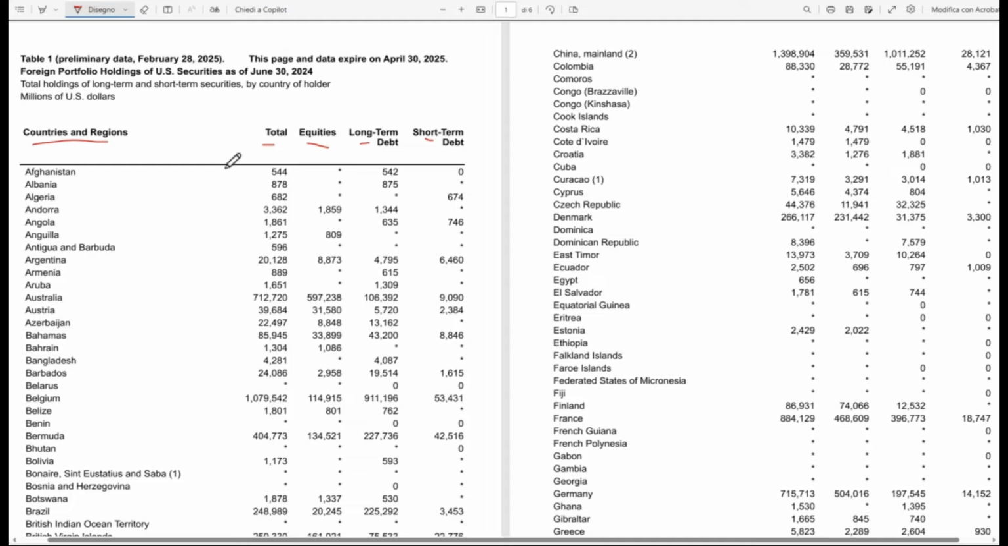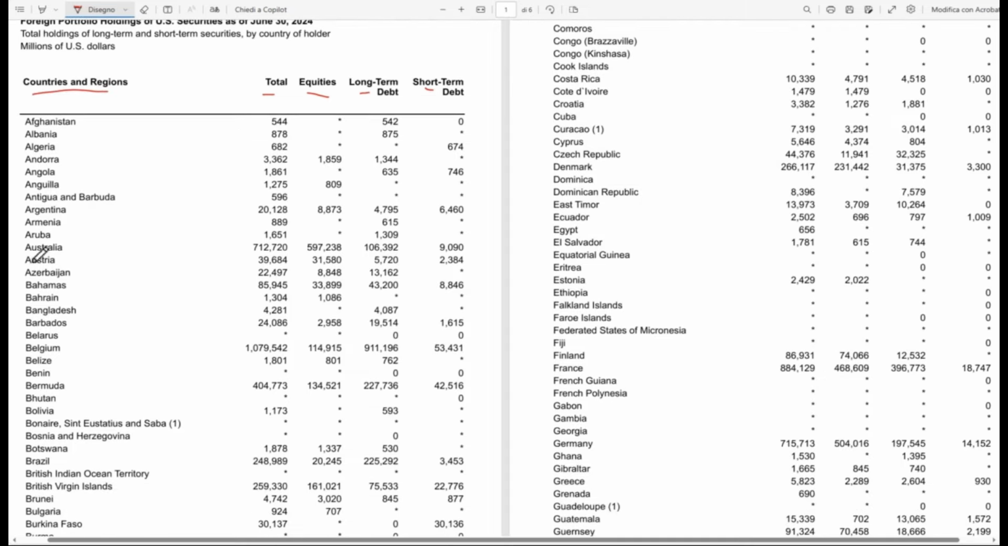As you can see, for example, let's start with A as Australia. Don't worry about your piling up, I will not check it right now, but I could well do it. In Australia there is an amount as large as $712.7 billion, which is divided into 597.2 billion in equities, 106.3 billion in long-term debt, and 9 billion in short-term debt.